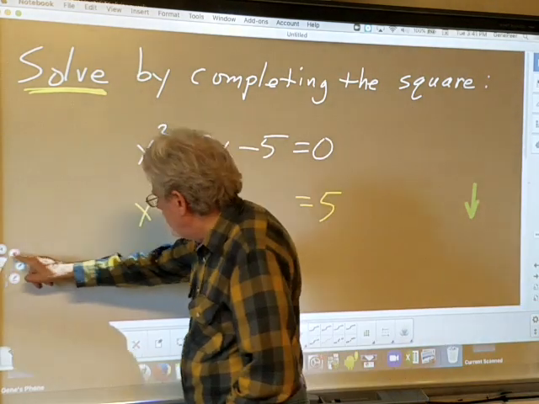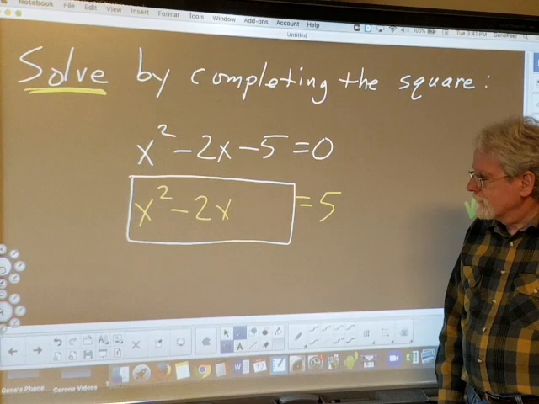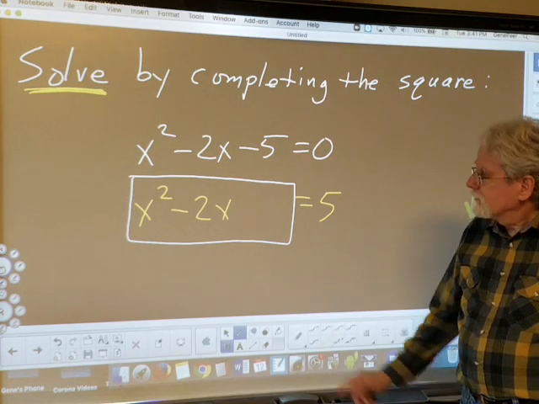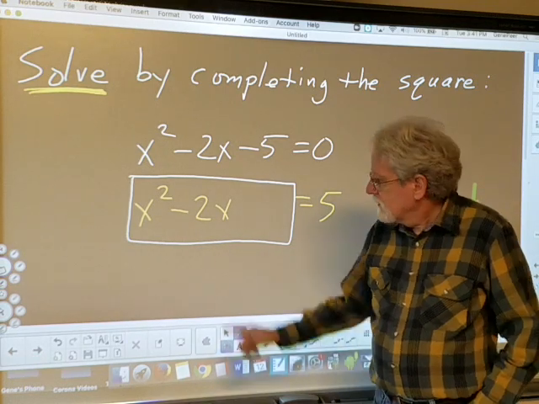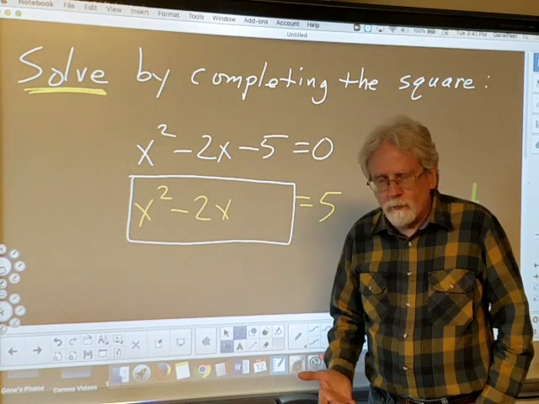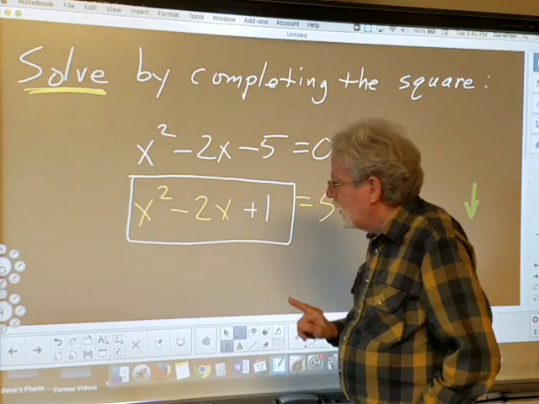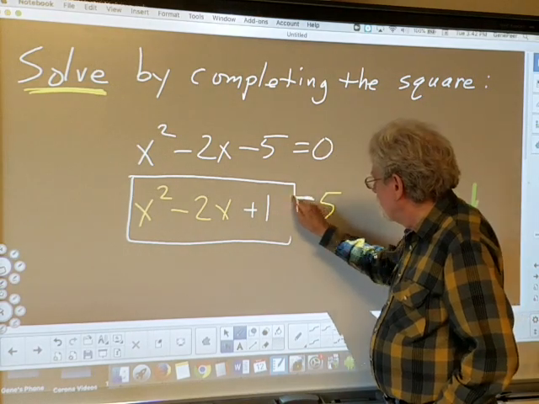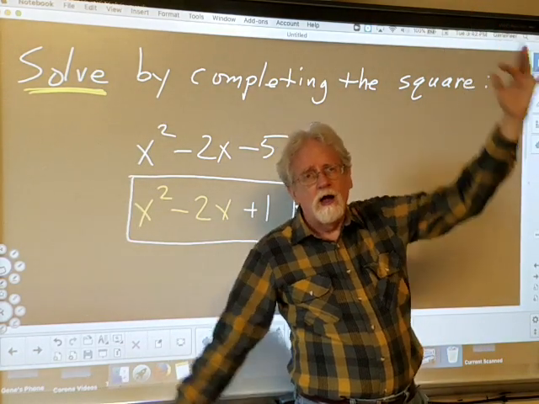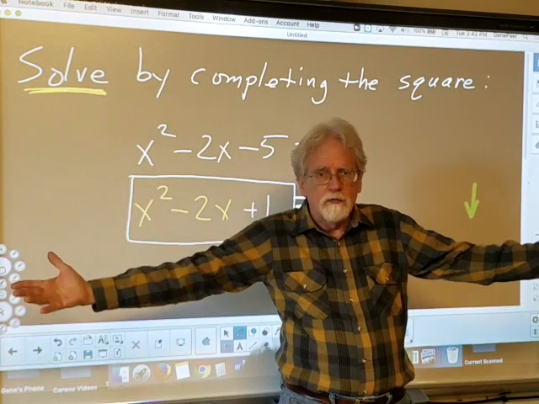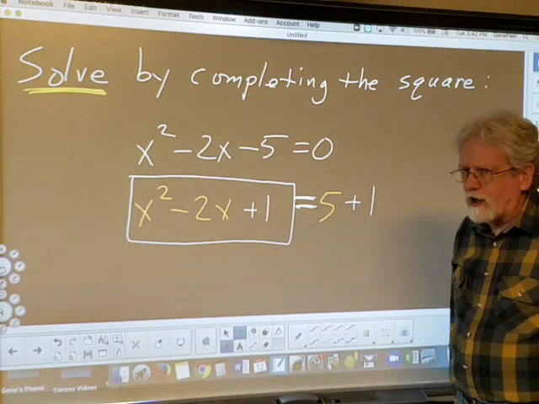Now we're going to take what's left over here, and we're going to complete the square. How do we complete the square? We take half of this and square the answer. Half is 1, and 1 squared is still 1. So I'm going to very cleverly add 1. But wait a moment, this is an equation. I can't just add 1 to one side unless I add 1 to the other side as well to bring the scales back into balance. So I add 1 to both sides.